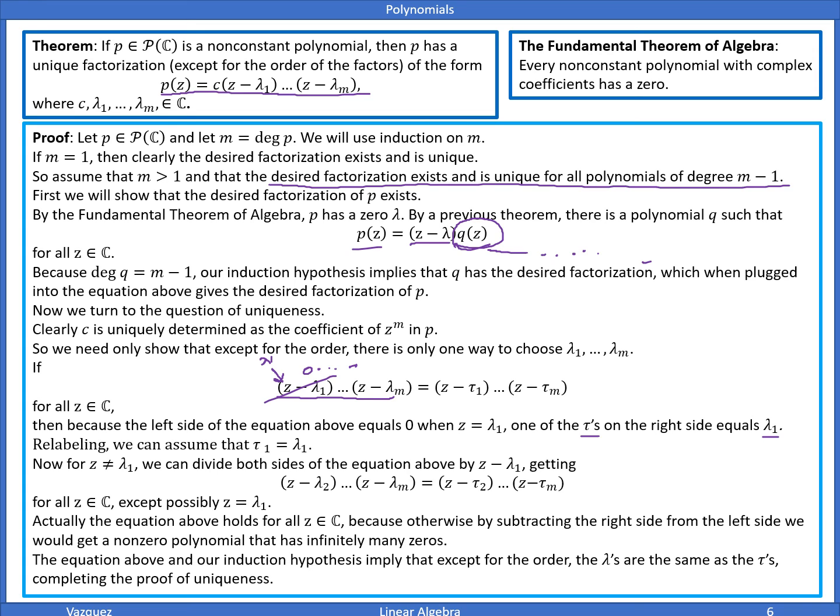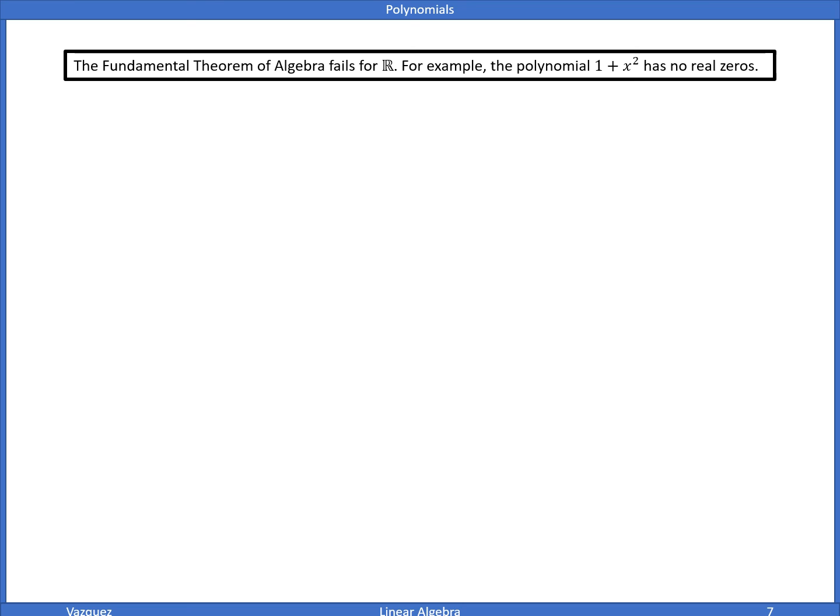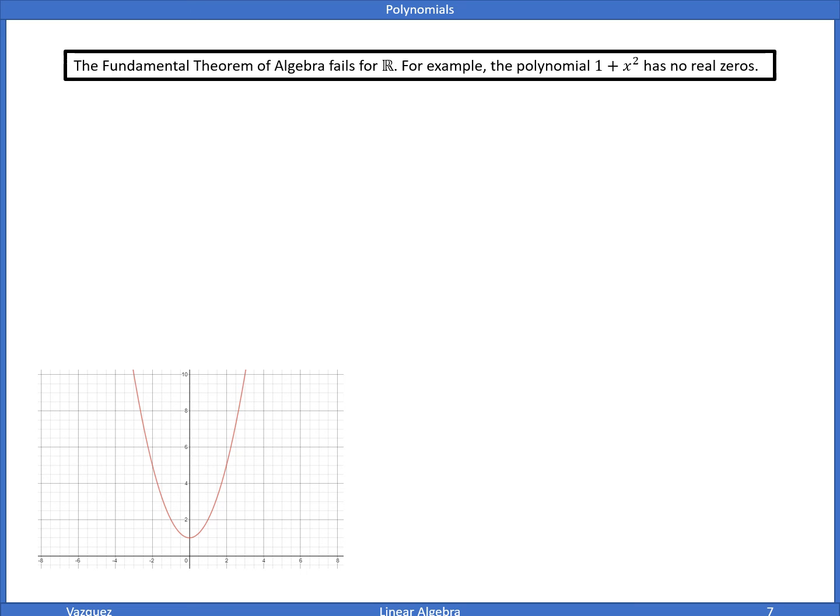So we're going to present a few preliminary things we need to know. So first thing, the fundamental theorem of algebra fails for real numbers, as I have said. And an example is 1 plus x squared has no real zeros, right? In high school, you may have learned that the roots for that are i and negative i. As you can see here, it never crosses the x-axis, so it has no real roots, although it does have complex roots, as the fundamental theorem of algebra tells us.